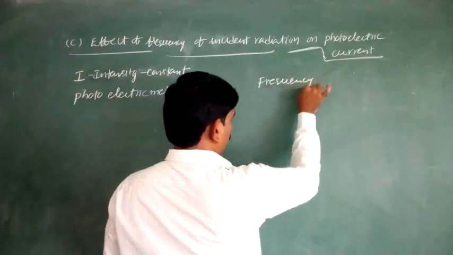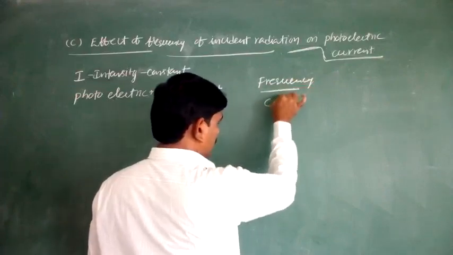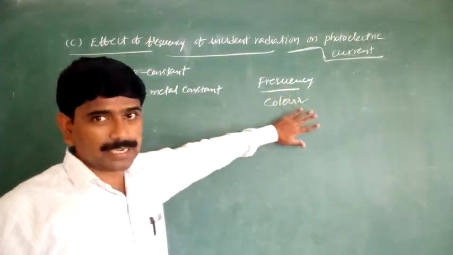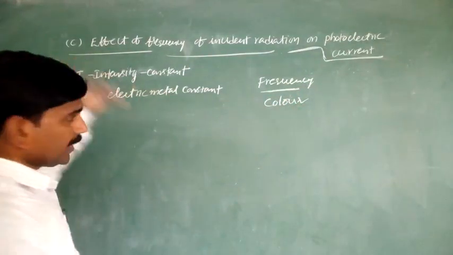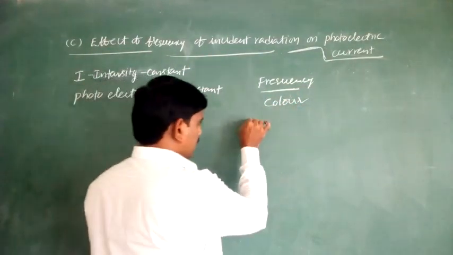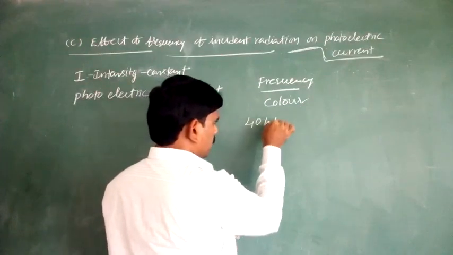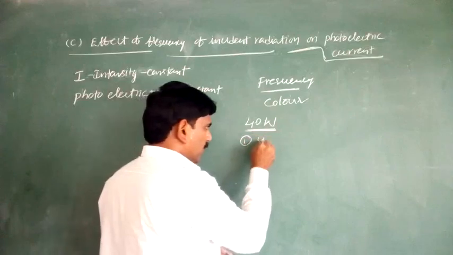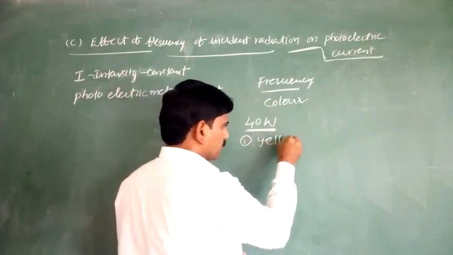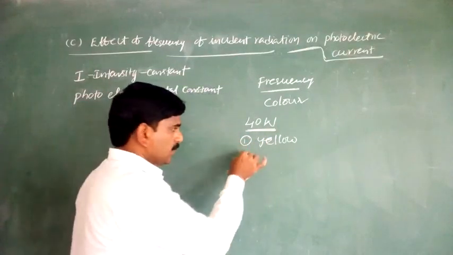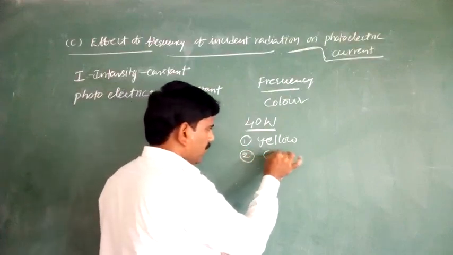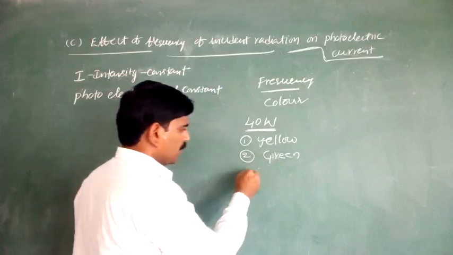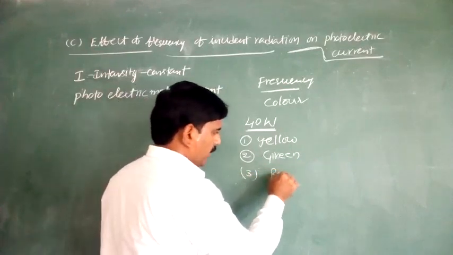frequency? Frequency represents the color only. Here the intensity is kept constant. Suppose we are using a 40 watt bulb: the first one is a yellow color bulb, yellow color radiation. The second one is the green color radiation. The third one is the red color radiation.